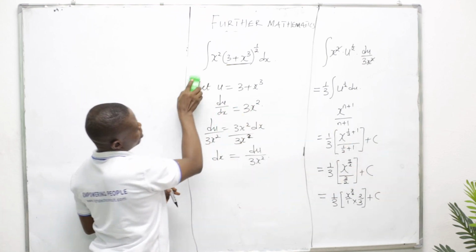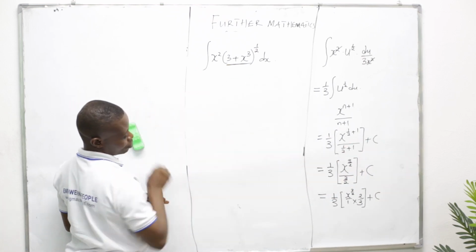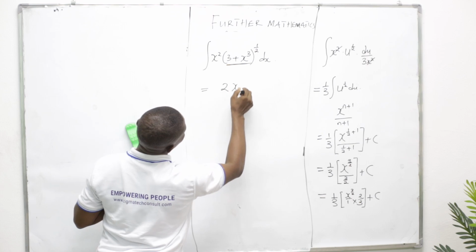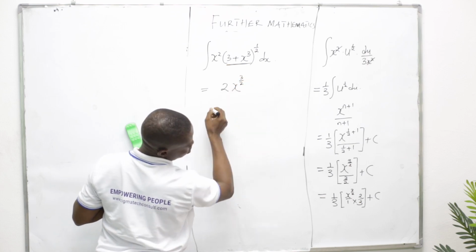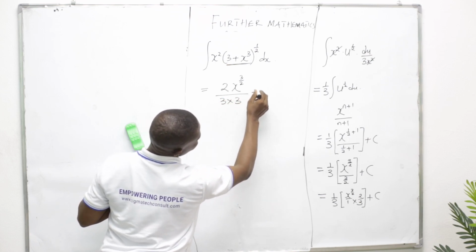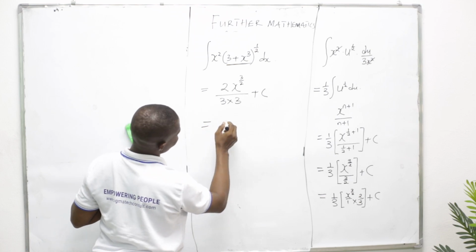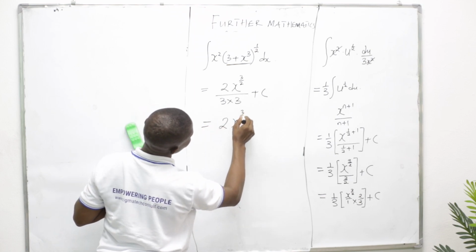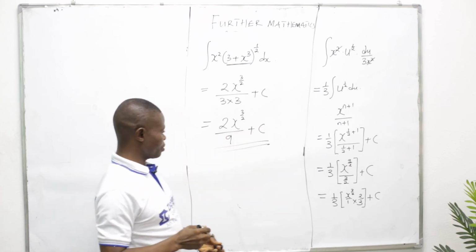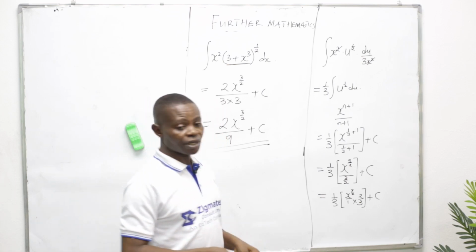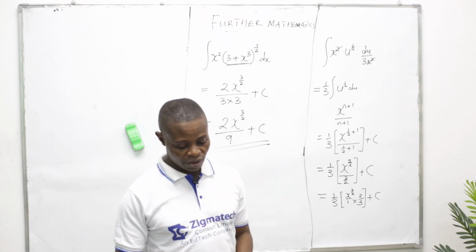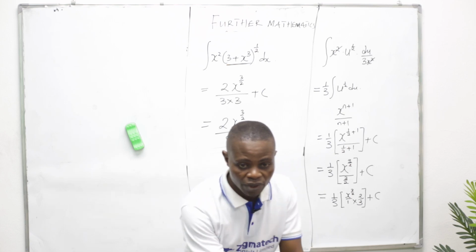Let's finalize our solution here. We're going to have 2u power 3 over 2 divided by what? 3 multiplied by 3 plus the constant. So what is the final answer here? 2 into this all over 9 plus constant. Okay, final answer: 2u raised to power 3 over 2 divided by 9 plus c. That is the solution to that question.